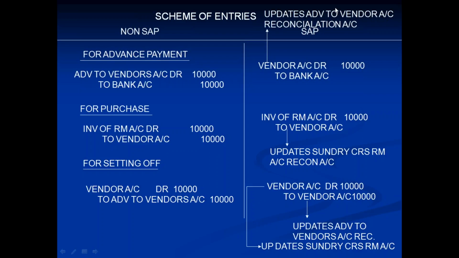But here it is saying that in the case of SAP, what will happen? If we are just making the payment to the vendor as an advance, we are debiting our vendor, so this vendor account will be debited. It is a special account, not the normal account. Here it is saying that it will debit your special reconciliation account, and the bank account will be credited.